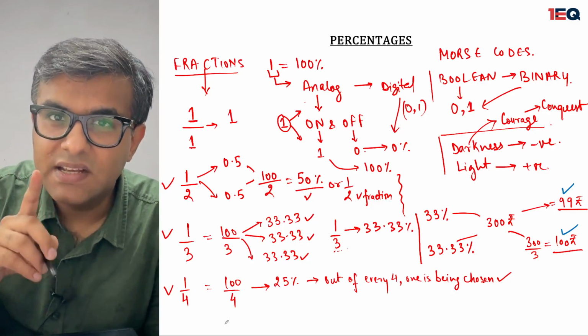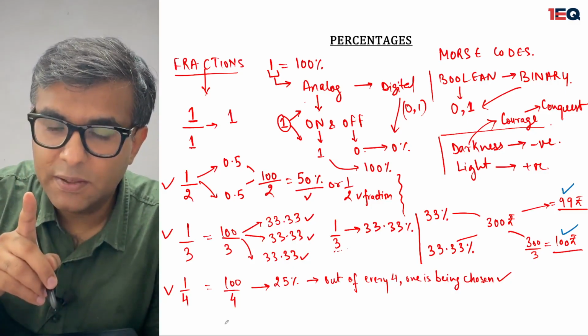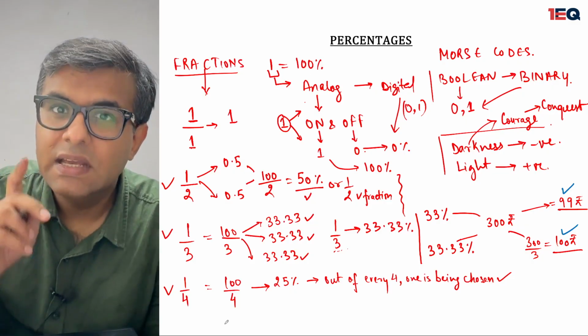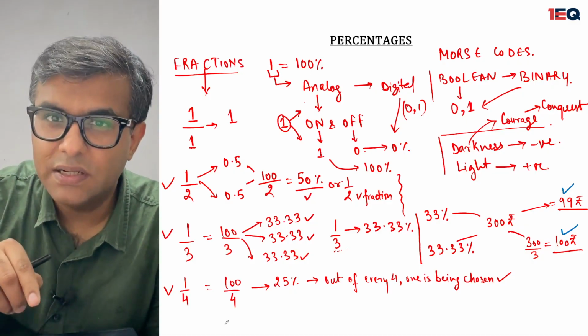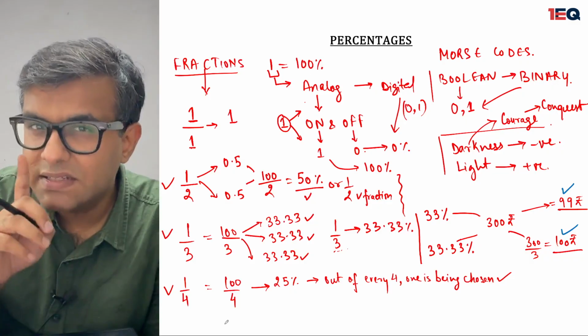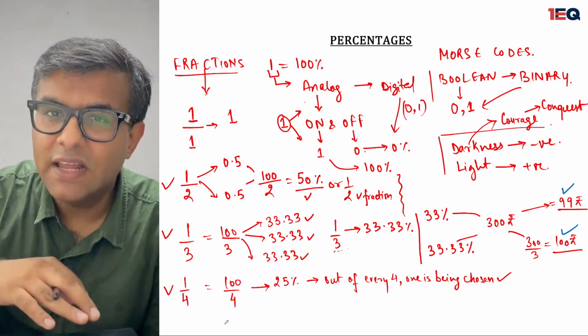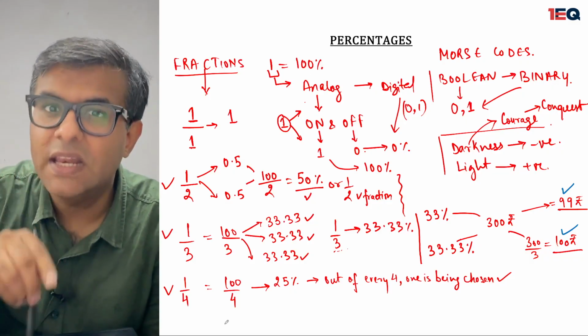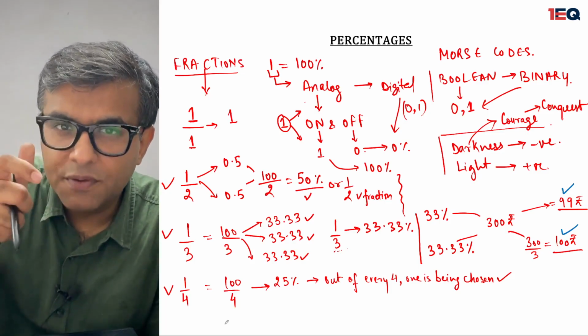1 by 8 is equal to 12.5%. 1 by 9 is 11 1 by 9%. 1 by 10 is 10%. 1 by 11 is 9 1 by 11%. Look how this beautiful couple works.